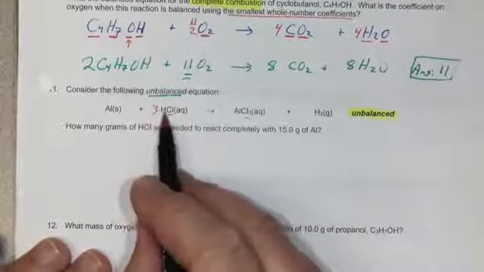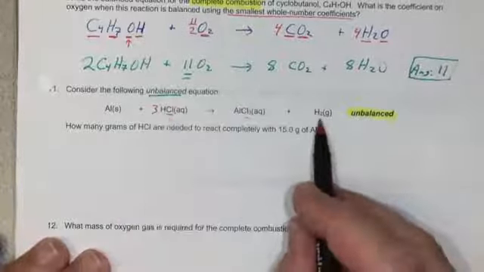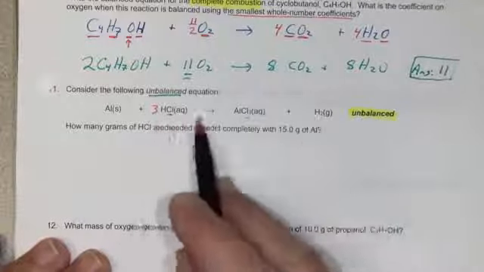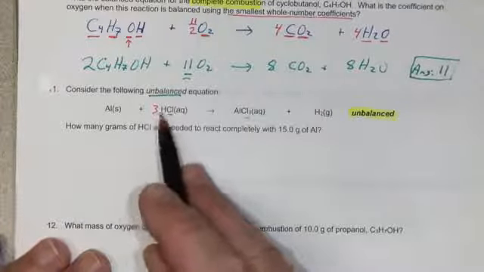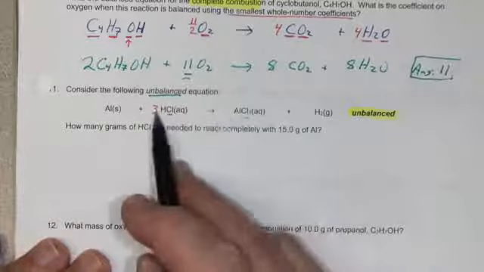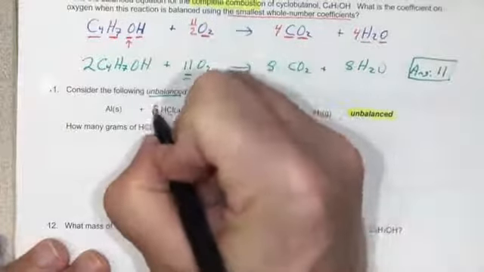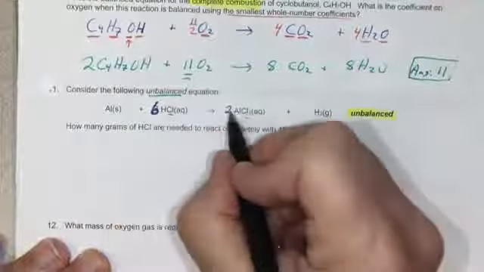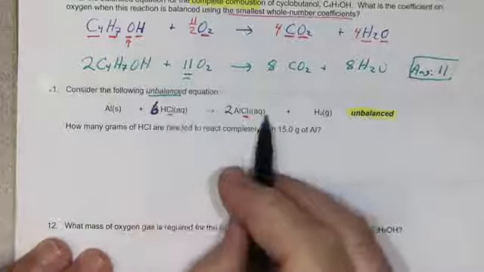But as I look at this, I have 3 hydrogens on the reactant side and 2 on the product side. I can't balance odd and even. So I need to convert this to even. So what I need to do is, instead of balancing this with the 3, let's put a 6 here and a 2 here. See, 6 chlorines, and 2 times 3 gives me 6 chlorines over here. Okay, so now the chlorines are balanced.